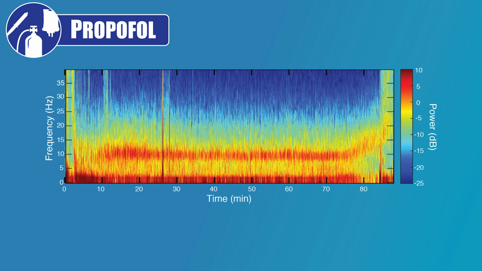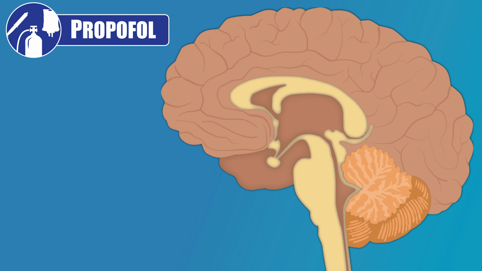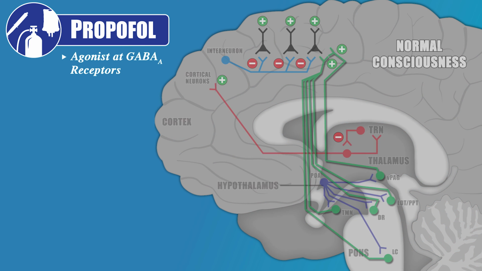But why do we see this particular pattern with propofol? To answer this, we need to look to the brain and propofol's effect on the underlying neurophysiology. Propofol is an agonist at GABA-A receptors. GABA-A receptors are widely distributed throughout the cortex, thalamus, brainstem, and spinal cord. During normal consciousness, there is a balance between excitatory and inhibitory inputs. Propofol shifts this balance to favor inhibition.